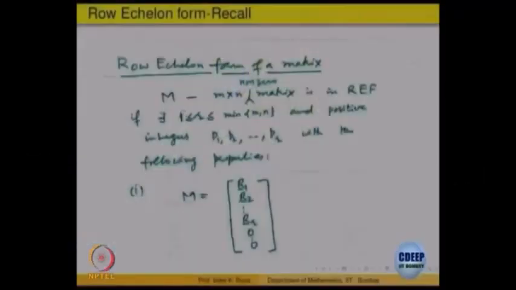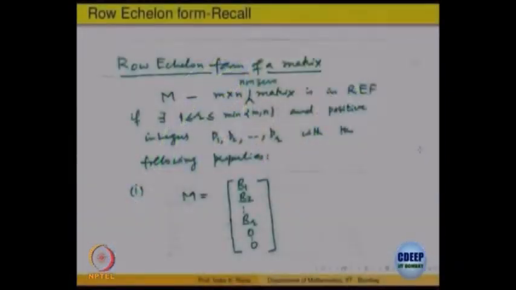Okay, so let us begin today's lecture by recalling the main aspects of our row echelon form, because that is one of the important things. Let me just recall: a row echelon form of a matrix M means that there exists a number r between 1 and the minimum of the rows and columns of the matrix. M is m cross n, and there are natural numbers p1, p2, ..., pr with the following properties.